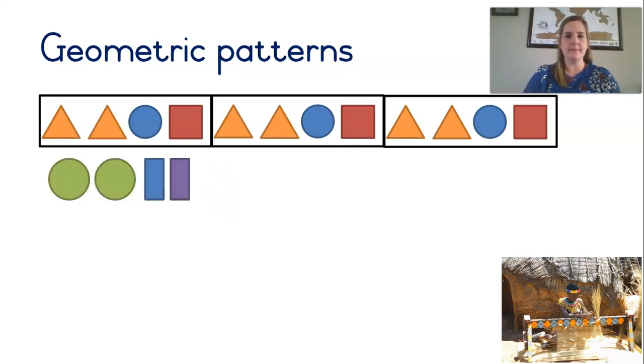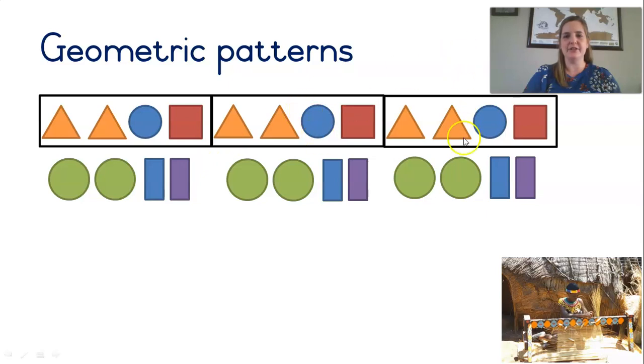Okay, so here's a beginning of a pattern. Circle, circle, blue rectangle, purple rectangle. Now, if we want to make this into a pattern, it's not a pattern right now. Hey, it's just circle, circle, blue, purple. That's not a pattern. We need it to repeat. So let's repeat it. Circle, circle, blue, purple. Circle, circle, blue, purple. And the last one?